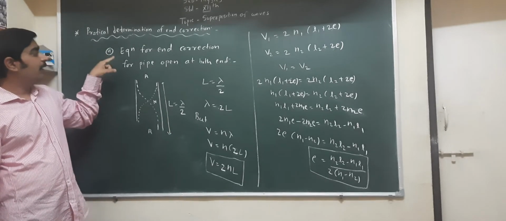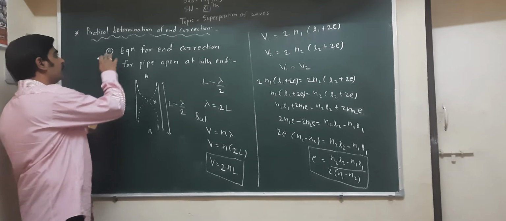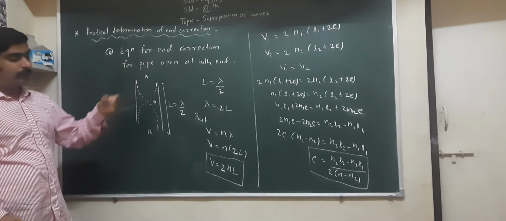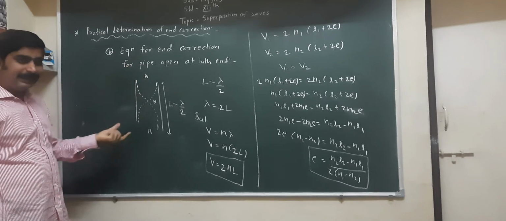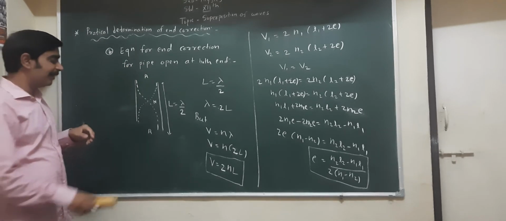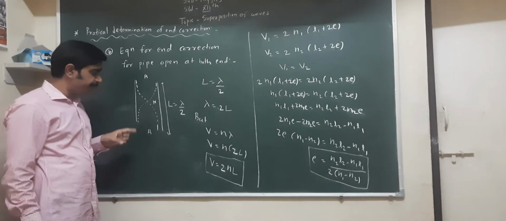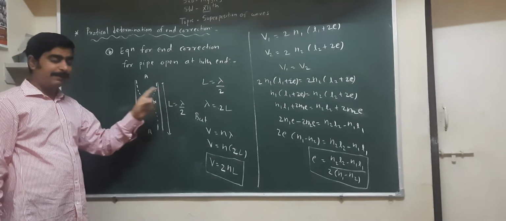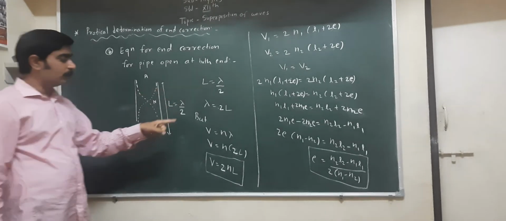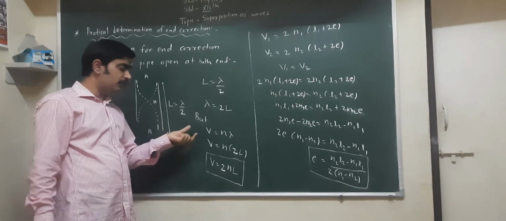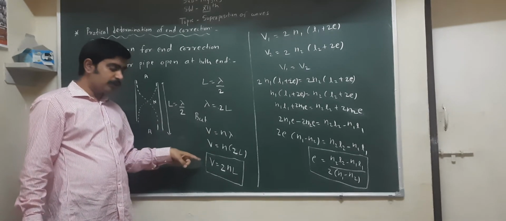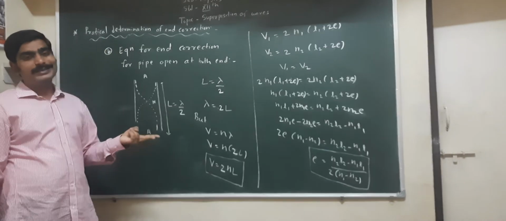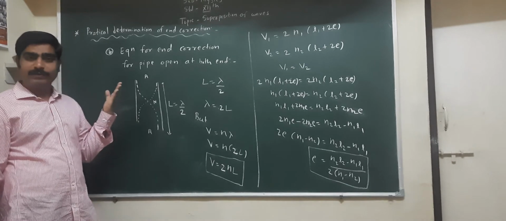Here you will observe that we are going to derive the equation for end correction for a pipe open at both ends. You will observe the pipe is open at both ends. So when the pipe is open at both ends, the antinode is found at both ends. Now we can write that the length of the vibrating air column L is equal to lambda by 2. So lambda is equal to 2L, but V is equal to N lambda. So V is equal to 2NL. That is the basic equation. Then for the two frequencies, two different lengths are there.